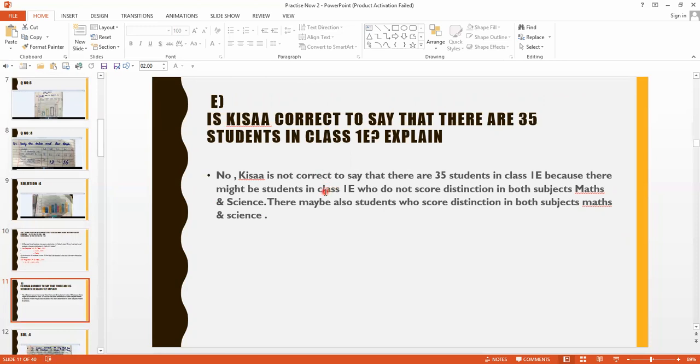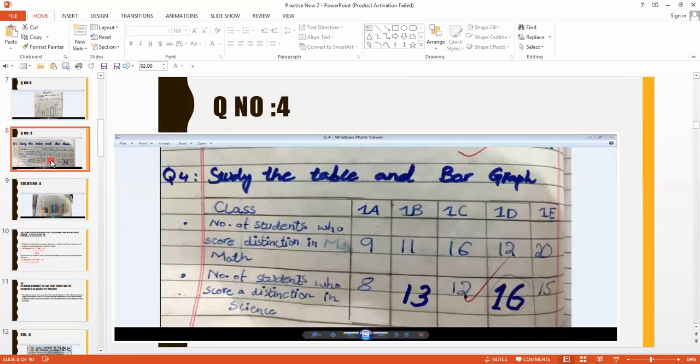Always remember, such types of questions are open-ended, so you can write in your own words. This part is very easy, so don't skip it; you must try to solve it. The question asks: is Kisa correct to say that there are 35 students in class 1E? Explain. Why did she say there are 35?